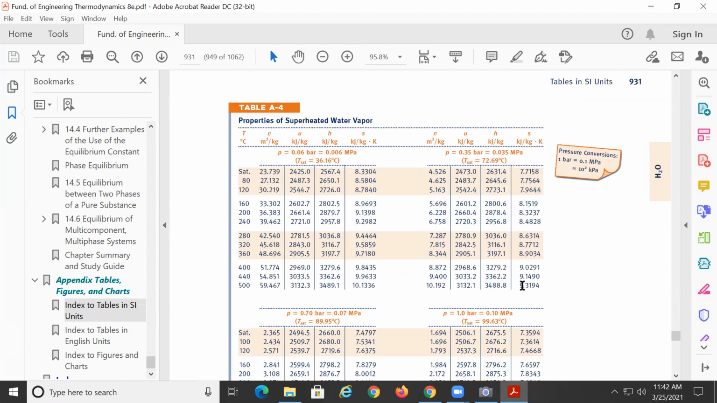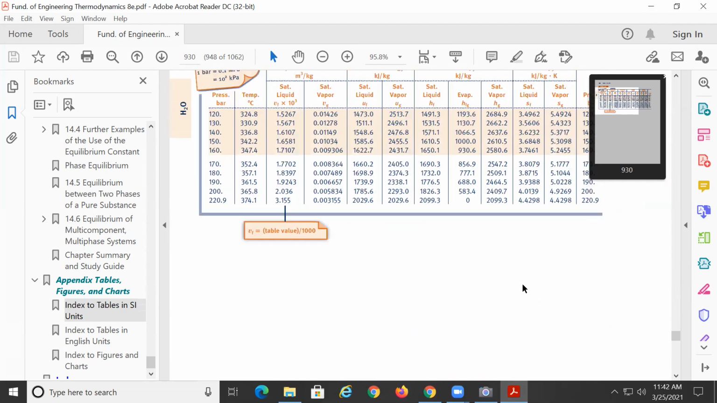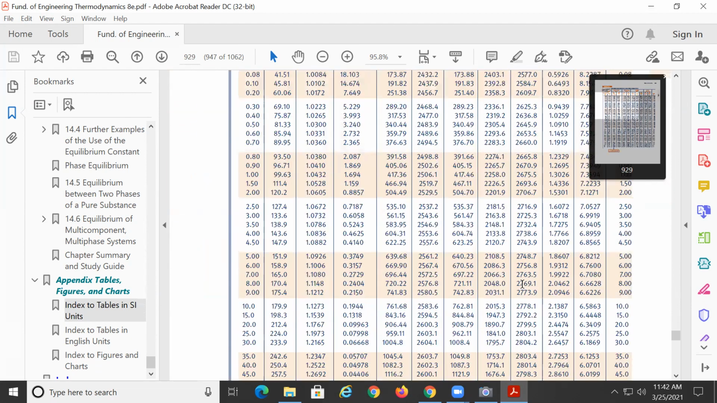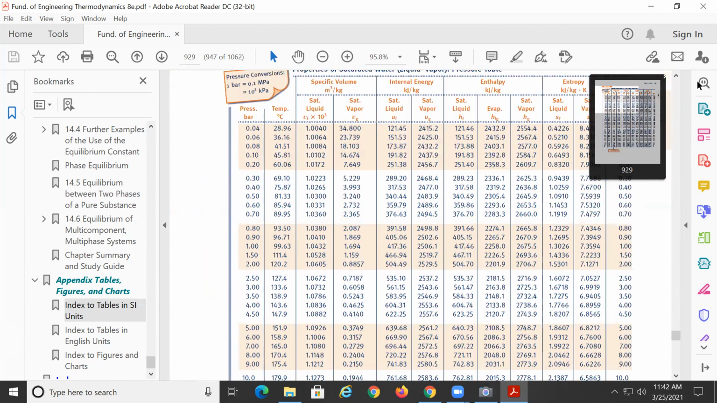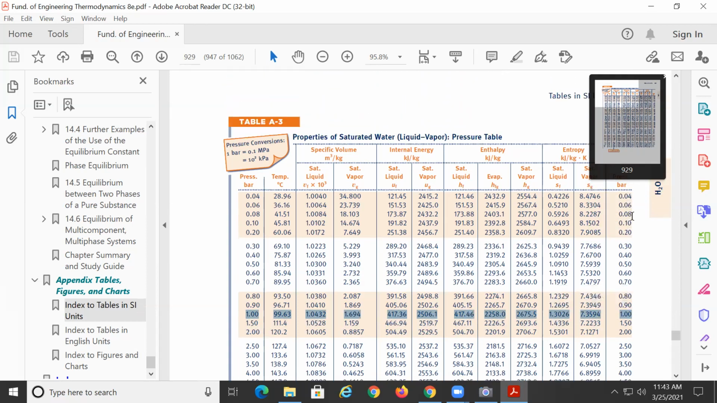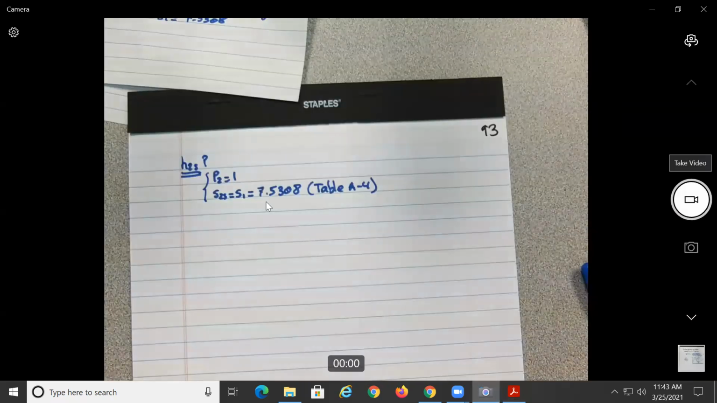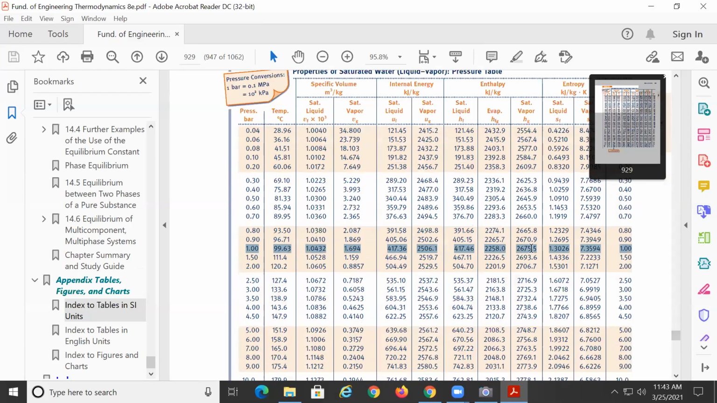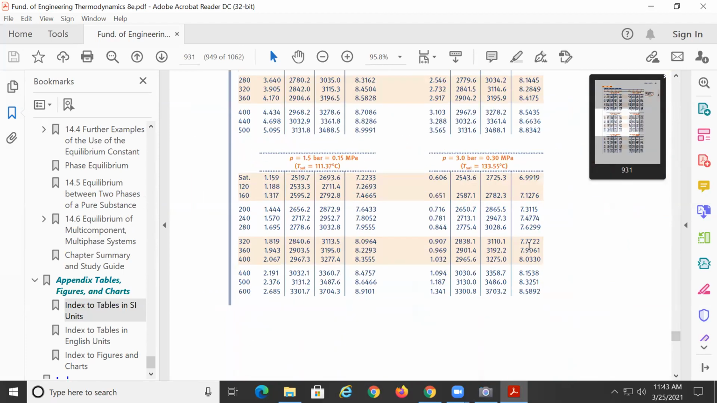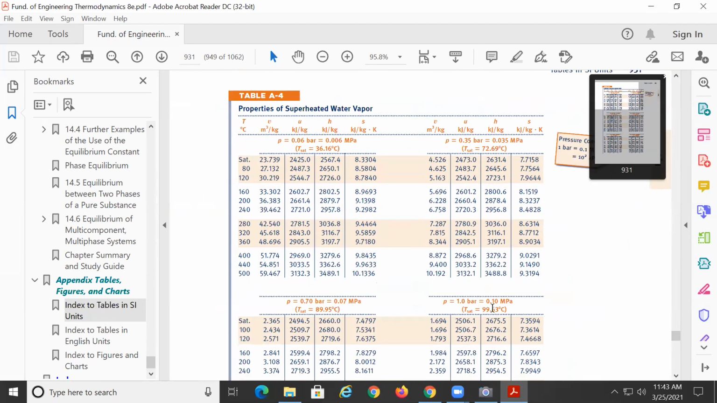Or otherwise, you could have found that from table A3 at 1 over here. At 1, what is the S sub G, which is this value here? S sub G is 7.3594, no? The value we have for S is 7.53. That means that we are past the saturated gas line, okay? So we know we need to go to table A4 at 1, which is this one over here.